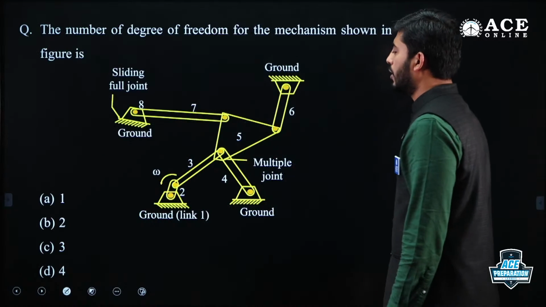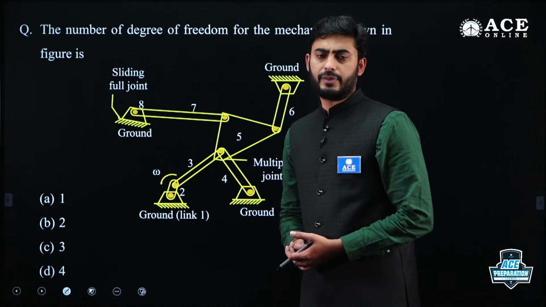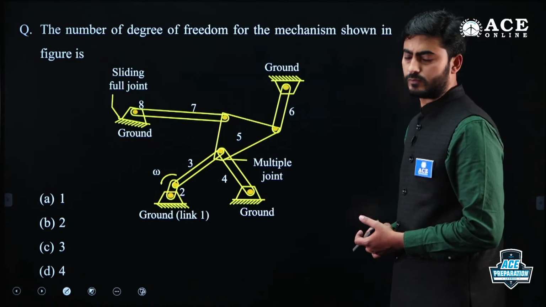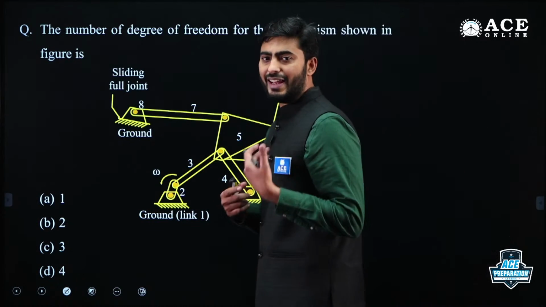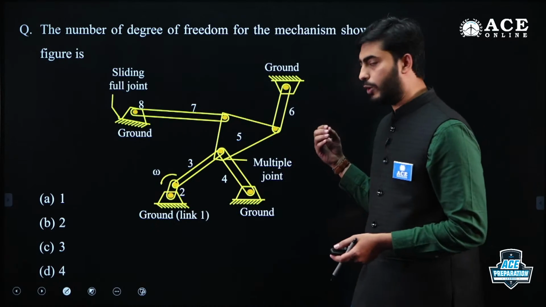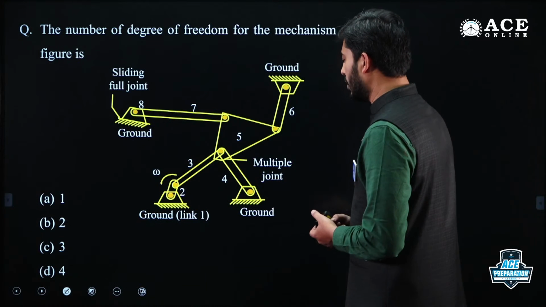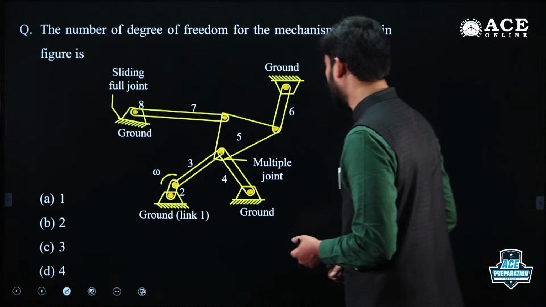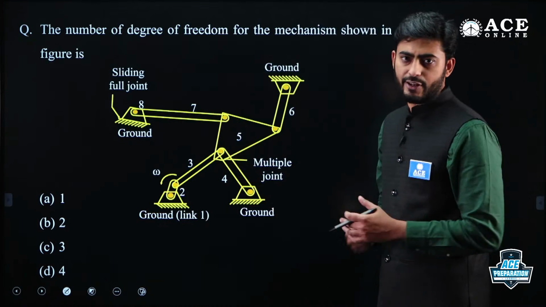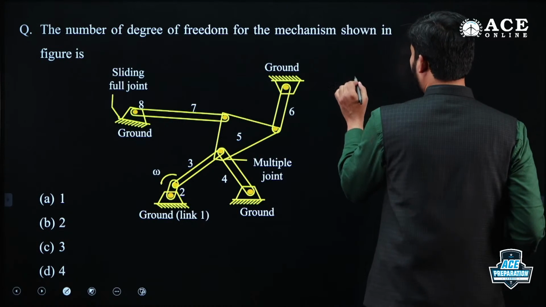So here a mechanism is given to you. For this mechanism you are required to determine the degrees of freedom. In the analysis of mechanism, one of the possible questions you are going to get is from degrees of freedom. So let us do that, guys. Here in the figure the link number is already given to you. So let us write the number of links.